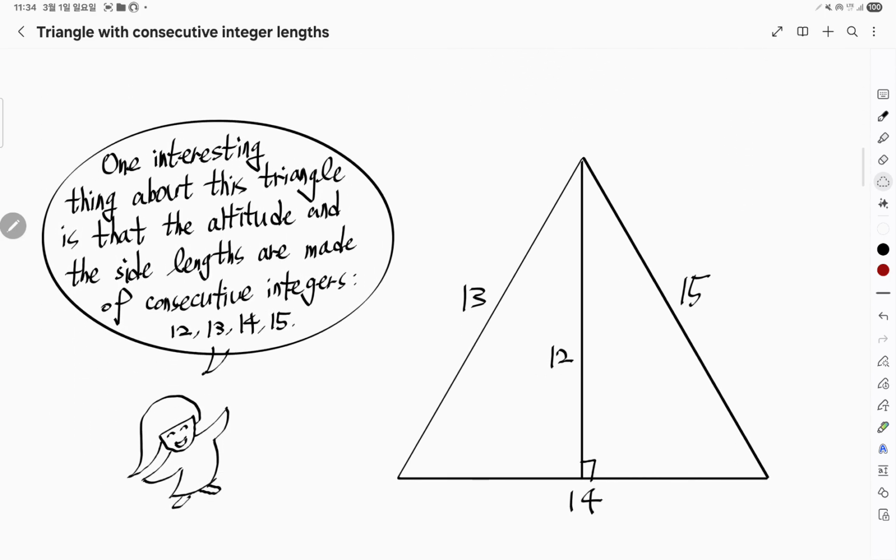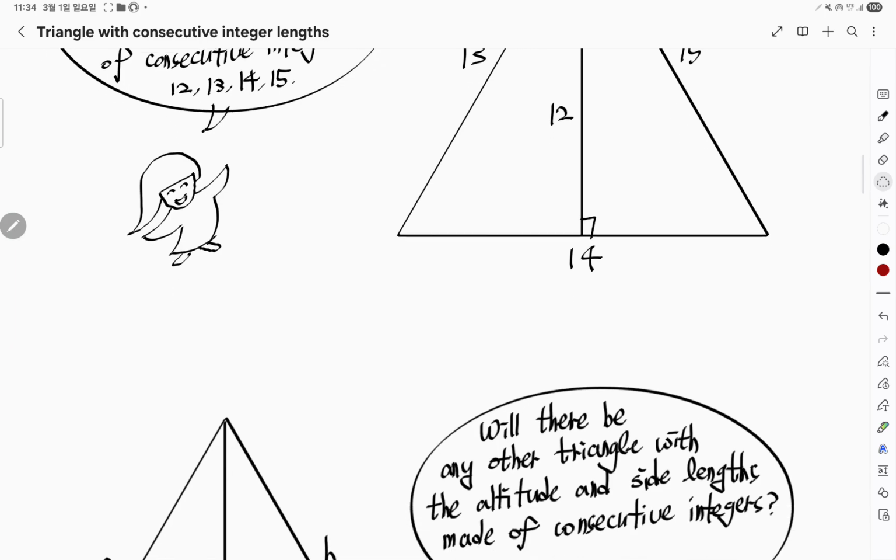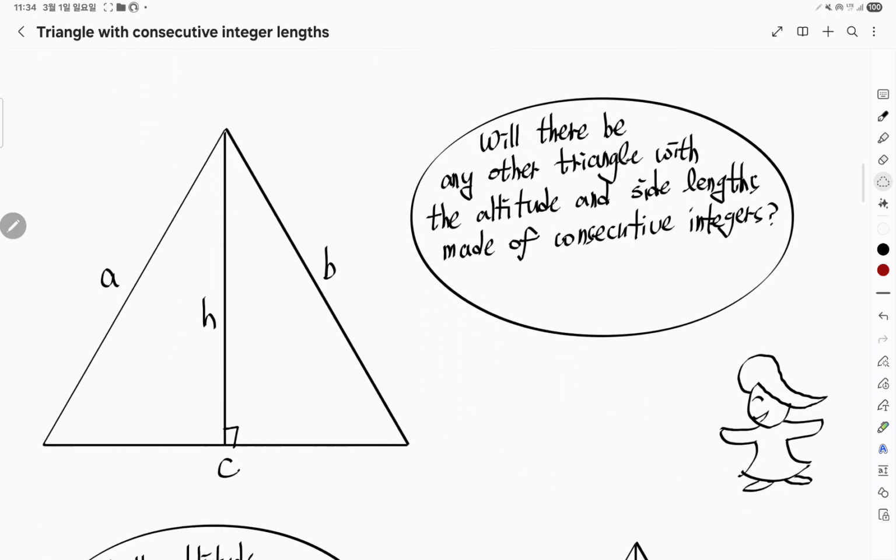One interesting thing about this triangle is that the altitude and the side lengths are made of consecutive integers: 12, 13, 14, and 15. Will there be any other triangle with the altitude and side length made of consecutive integers?